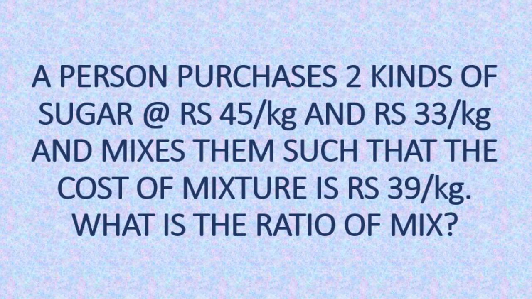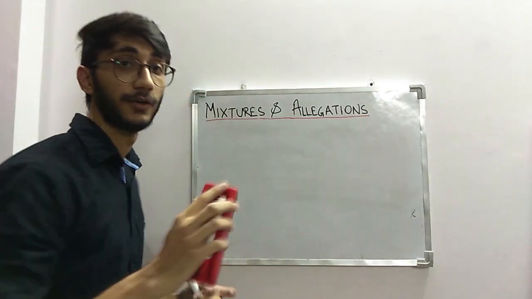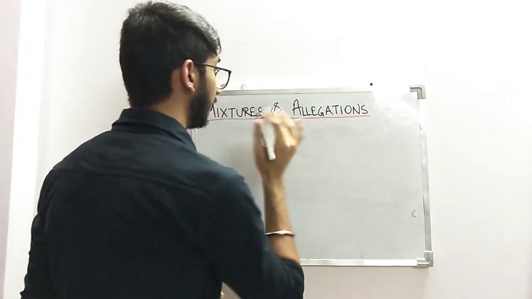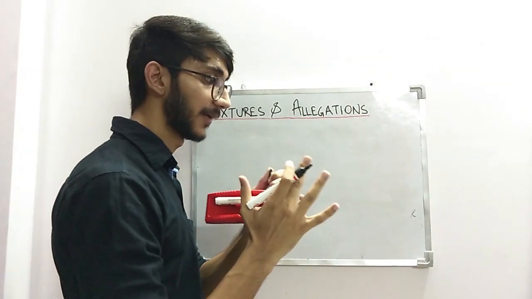So the next type of question that can be asked in mixtures and alligations is, the question will be on your screen. A person purchases two types of sugars, one at the rate of rupees 45 and another at 33 rupees per kg, and mixes them such that the cost of the mixture is 39 rupees per kg. Now in this case, we don't need to do the long method. I'll tell you a very easy shortcut.